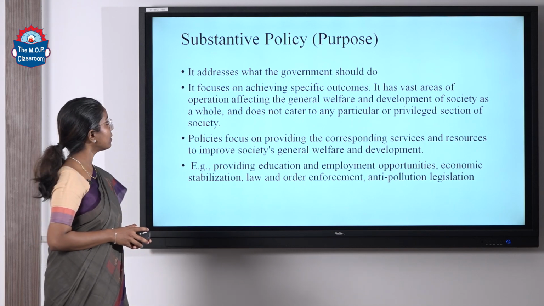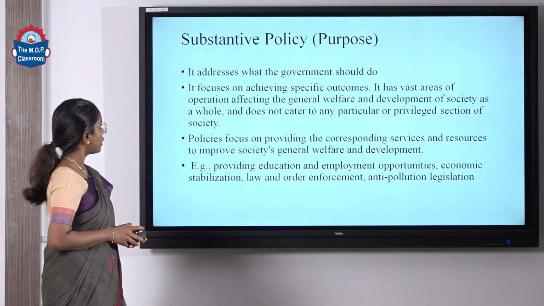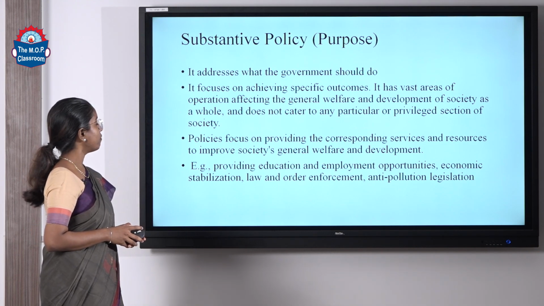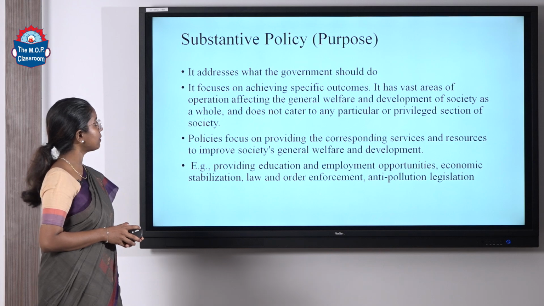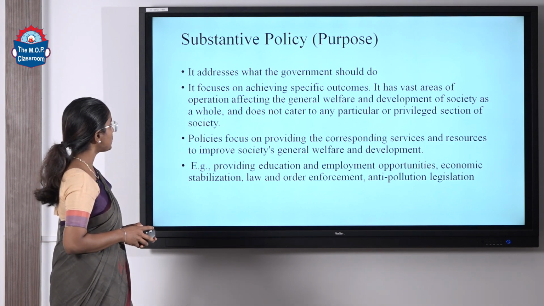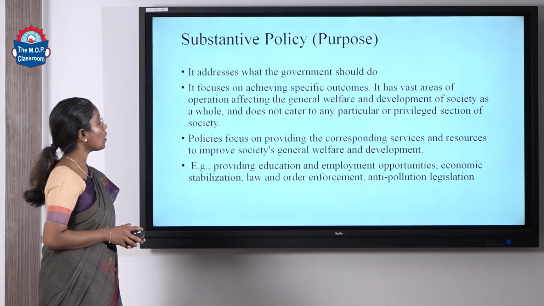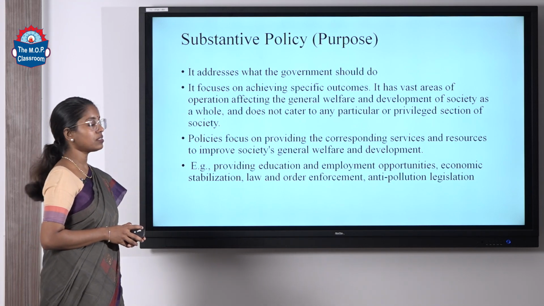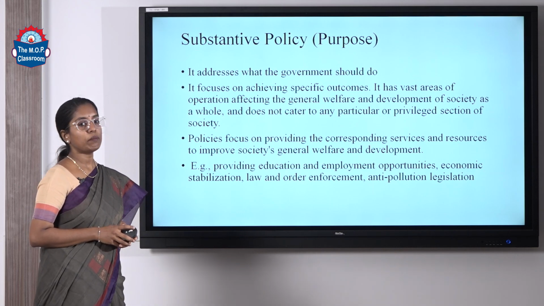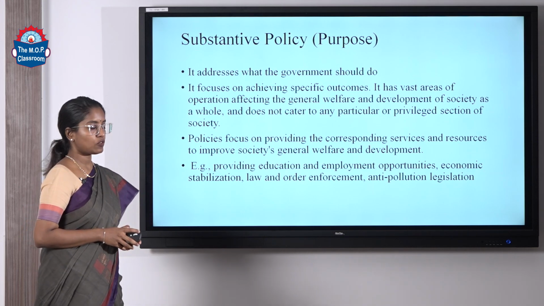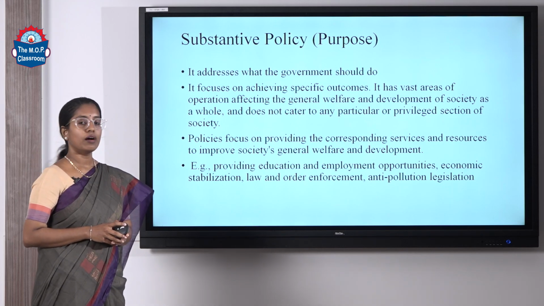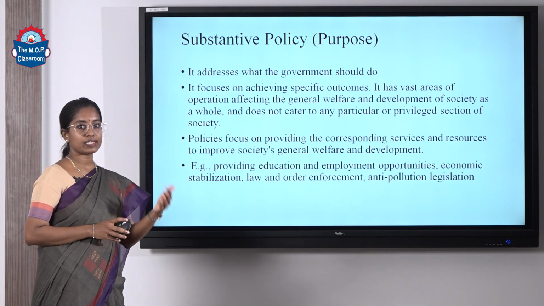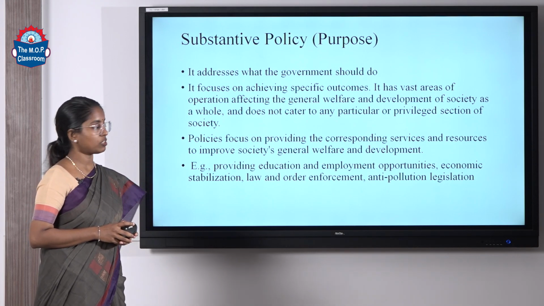It addresses what the government should do. For example, it focuses on achieving specific outcomes, and it has vast areas of operation affecting the general welfare and development of society as a whole. It does not cater to any particular or privileged sections of society. It is not aiming at a target population. It is for all, and it is for specific outcomes that have been set by the government at the beginning of the policy formulation.